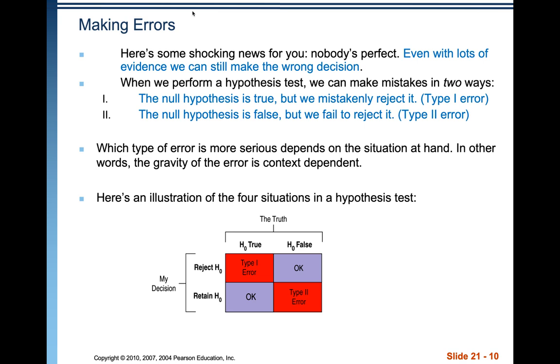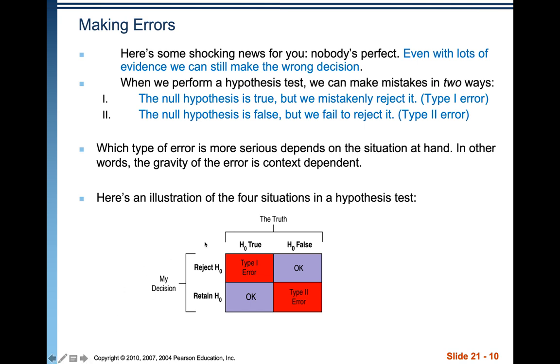Here's an illustration of the 4 situations in a hypothesis test. Now, the truth is the truth. We may never know what the truth is, but it exists. And so either the null hypothesis is true or it's false. Based on our best methods and our data, we're either going to reject the null hypothesis or fail to reject. For the sake of space, the people who made this put retain the null hypothesis. Remember, we don't really say that, and we fail to reject it.